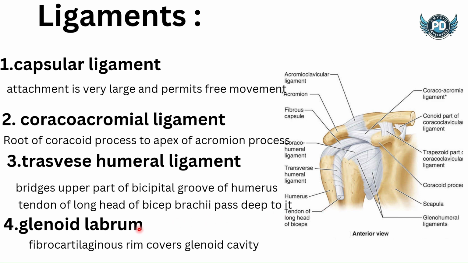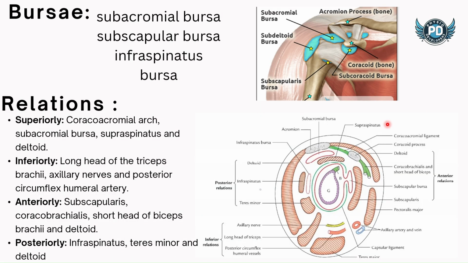Coming to the glenoid labrum, it is a fibrocartilaginous rim that covers the glenoid cavity. This is all about the ligaments of shoulder joint. This diagram is very important.